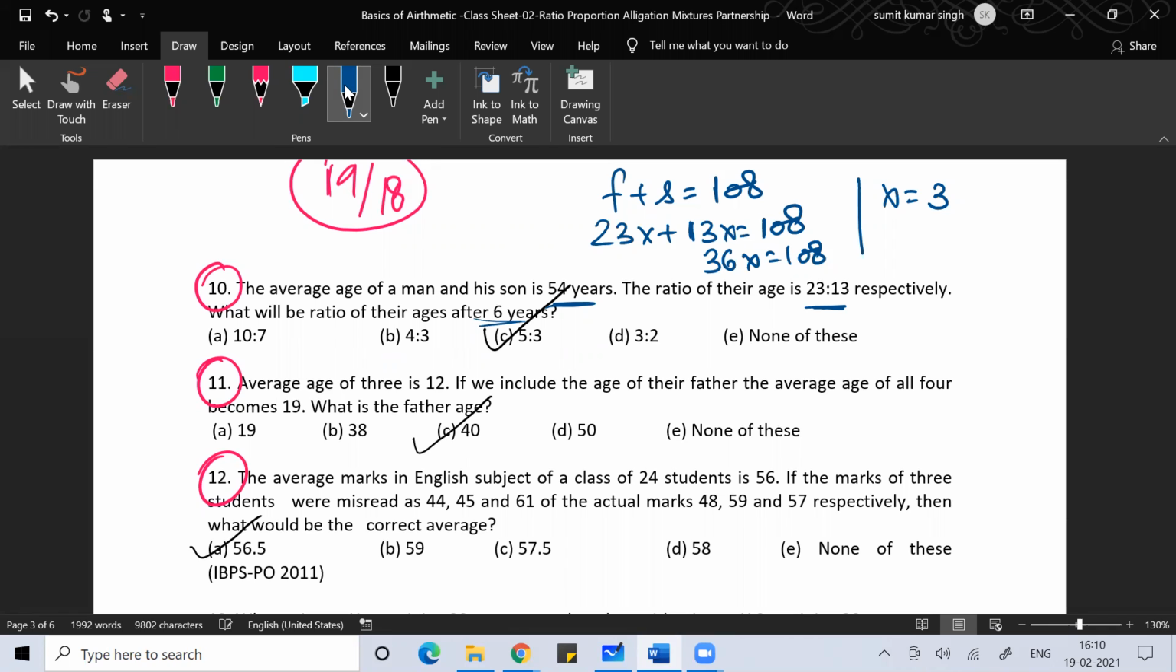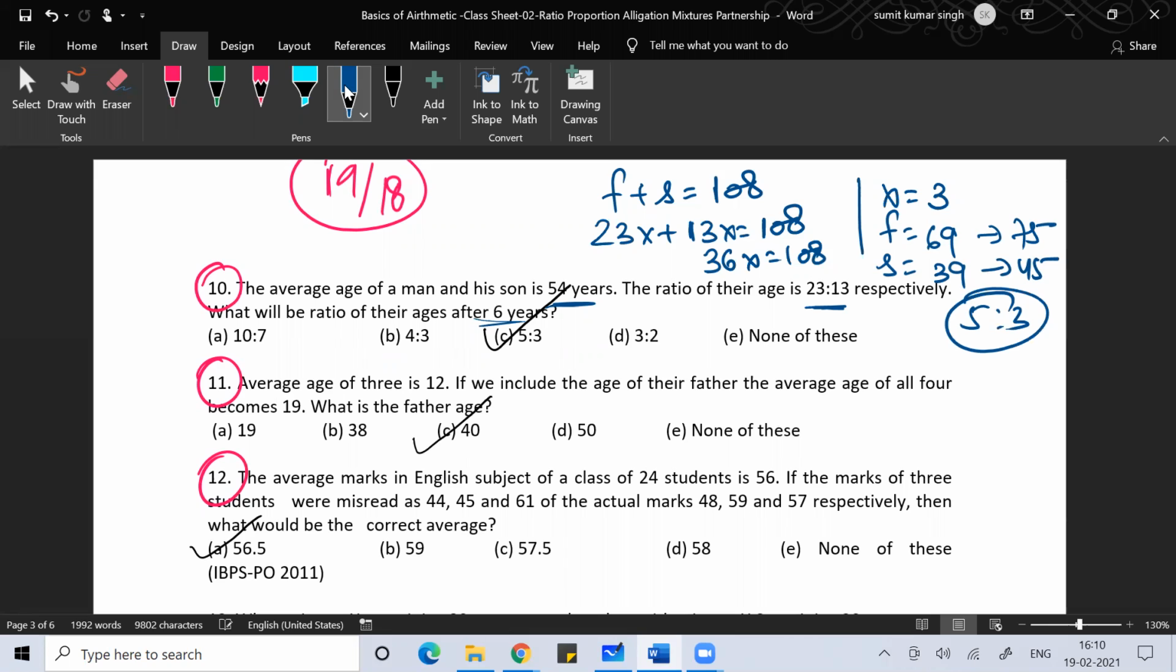So what is the father's age? 23 threes are 69, and the son's age will be 13 threes are 39. After 6 years, father's age will be 75 and son's age will be 45. So what would be the ratio of the ages? That will be 5 is to 3.